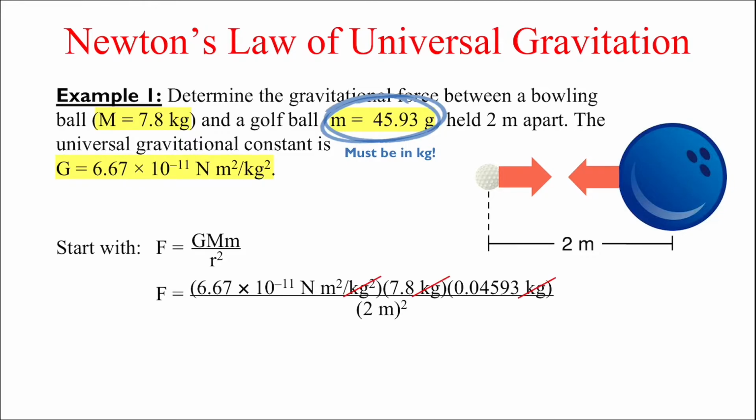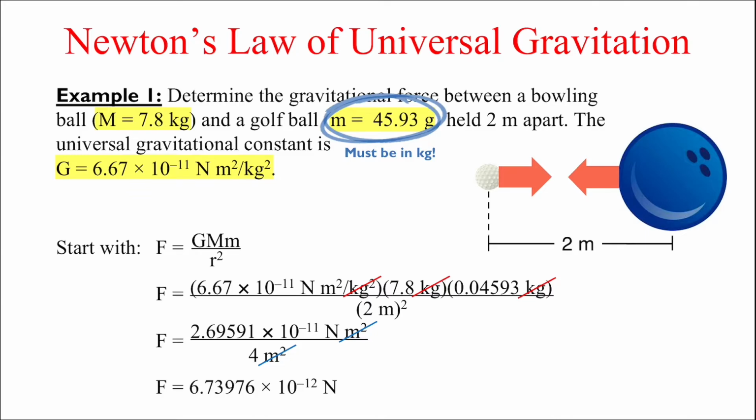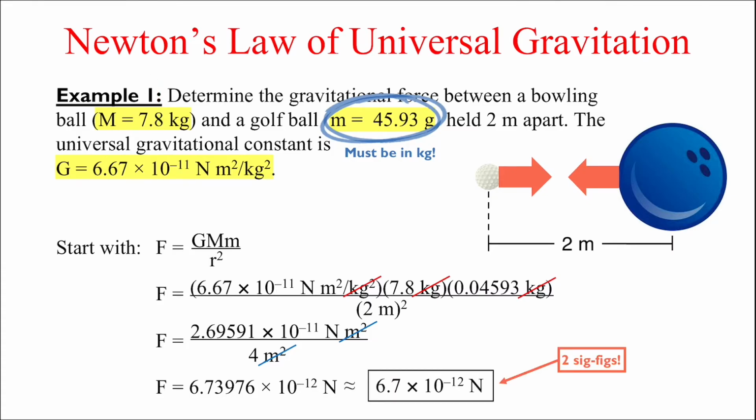We can cancel all of the kilograms in the numerator and carry out the multiplication to get 2.69591 times 10 to the power of negative 11 newtons times meters squared over 4 meters squared. Now, the meters can cancel out, leaving behind only newtons, which is expected as the unit of force. So when we divide, we get 6.73976 times 10 to the power of negative 12 newtons, which we can round to two significant figures because of this number, and we get 6.7 times 10 to the power of negative 12 newtons.